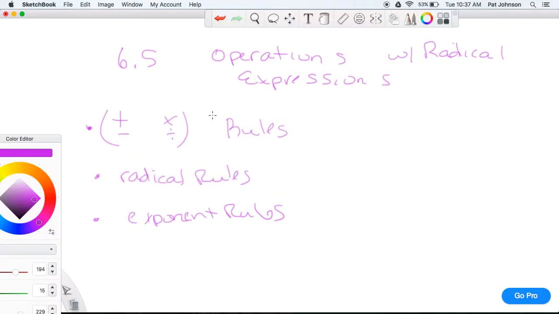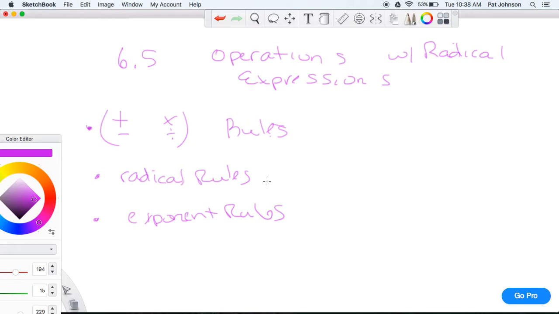Right, this is lesson 6.5. We're talking about operations and radical expressions. I'm going to make this as simple as possible, and this is just a guide for you to understand what we're doing. So, operations. We have 4 operations in math: addition, subtraction, multiplication, division. We're going to learn the rules on how to do radical expressions with all 4 operations.